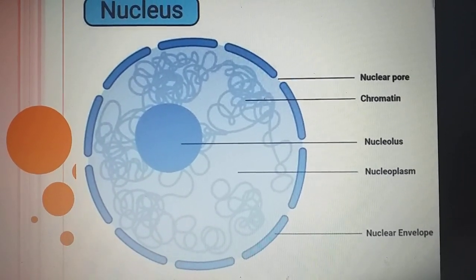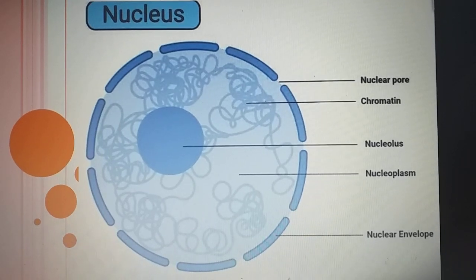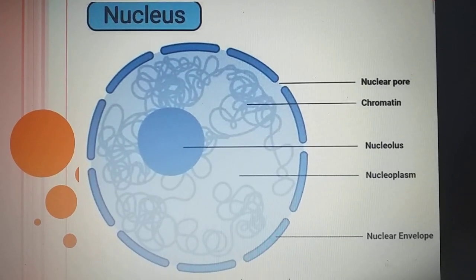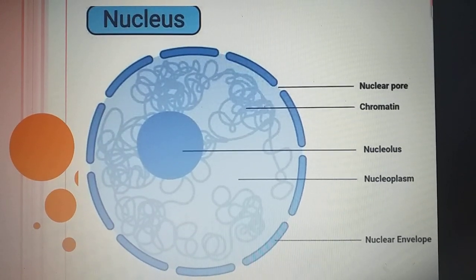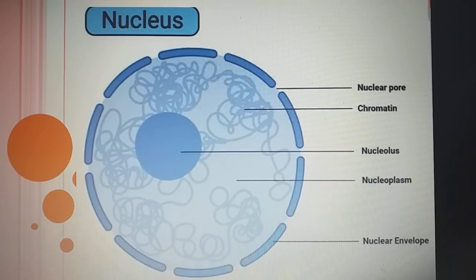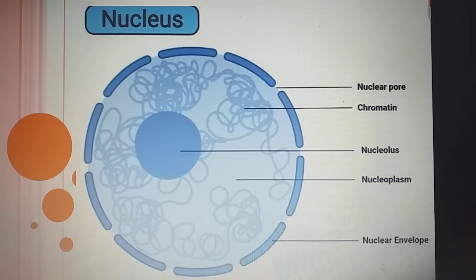Nucleolus is not bounded by a membrane. It is rich in RNA and protein. RNA means ribonucleic acid. It is the site of ribosome formation. Ribosomes are helpful in protein synthesis in the cytoplasm.